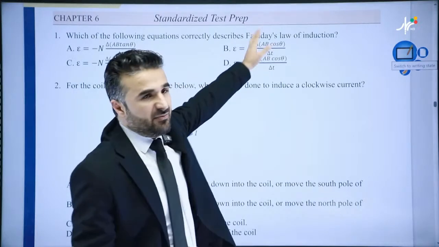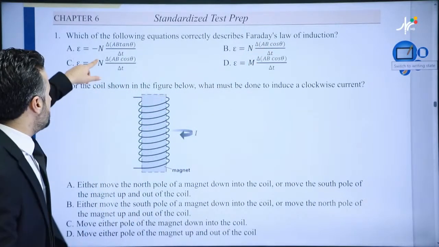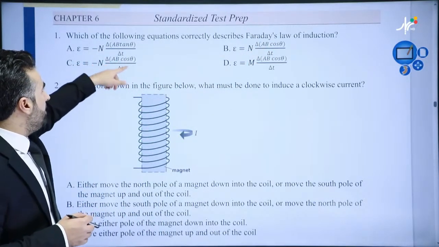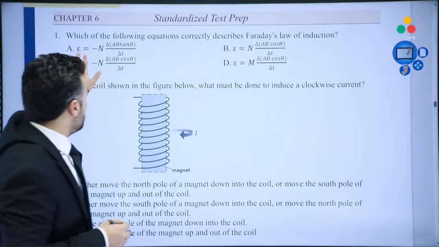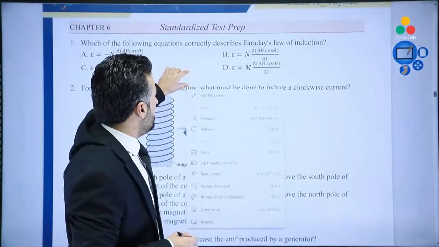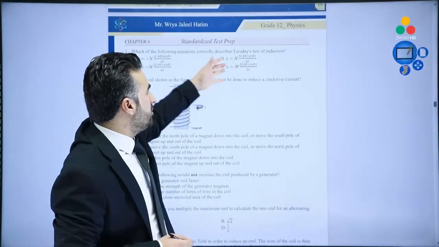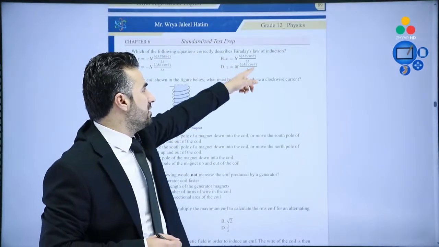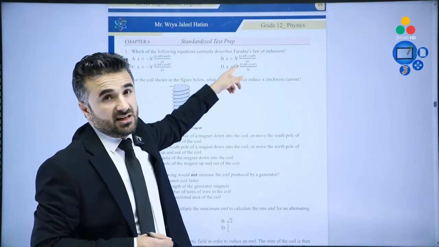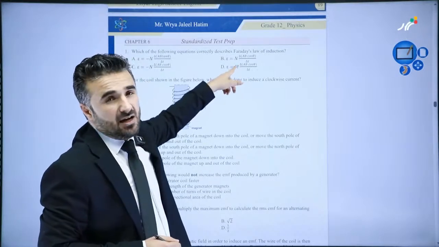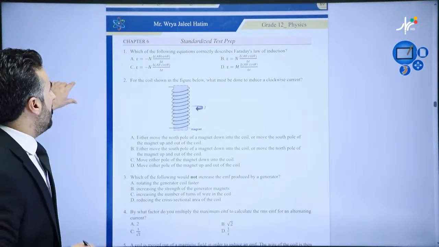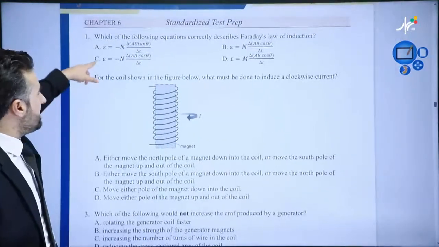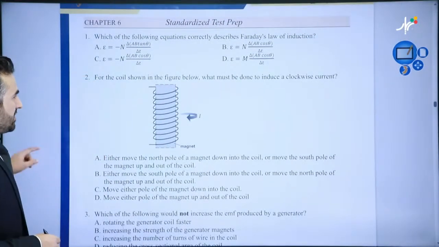This one has no negative. Put it aside. What about this one here? It says negative n, delta AB cosine theta, divided by delta t. That is really good. Let's keep it aside. What about this one here? It says electromotive force induced, that is mutual induction AB cosine theta over delta t. That is supposed to be negative n, not m, so this is incorrect. So we're left with option C. So option C is the correct answer here.